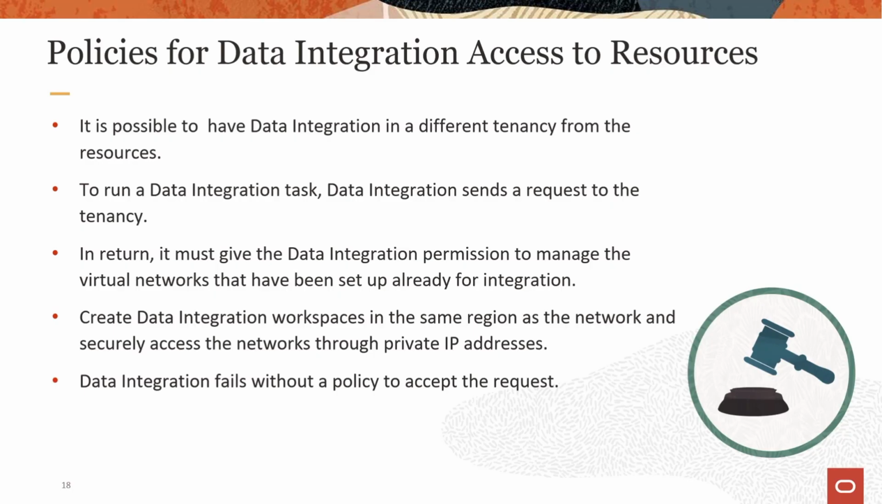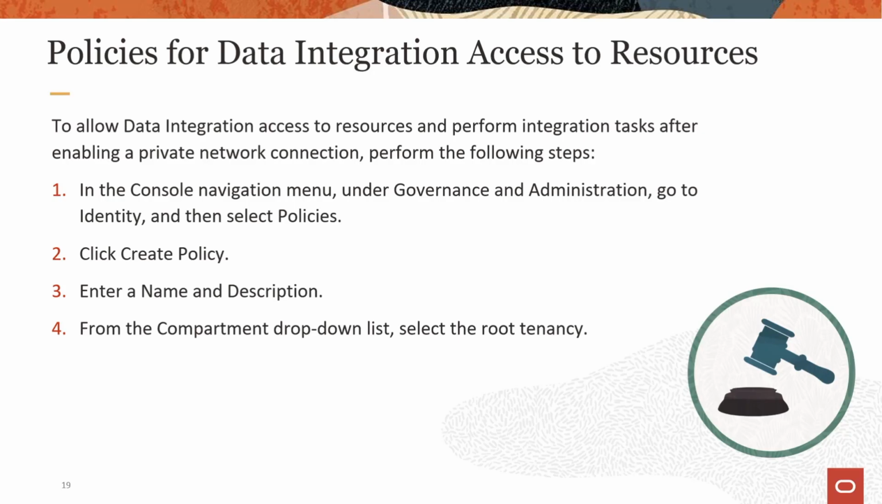You can create data integration workspaces in the same region as the network and securely access the networks through private IP addresses. Note that data integration fails to accept the request without a policy. To allow data integration access to resources and perform integration tasks after enabling a private network connection, perform the steps shown here. In the console navigation menu, under Governance and Administration, go to Identity and then select Policies.